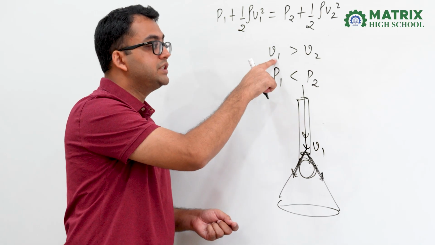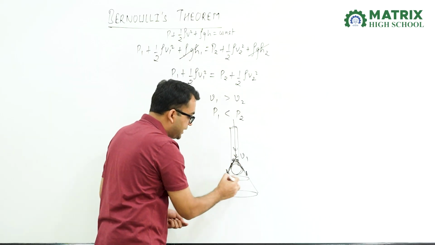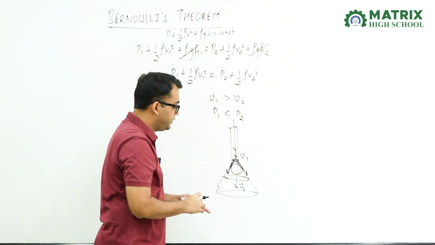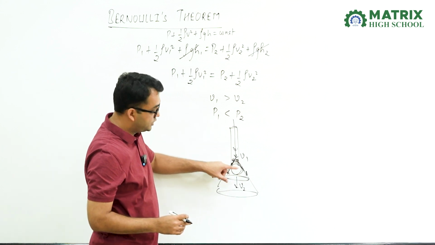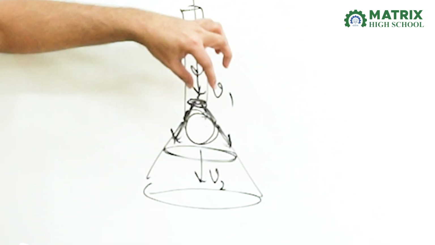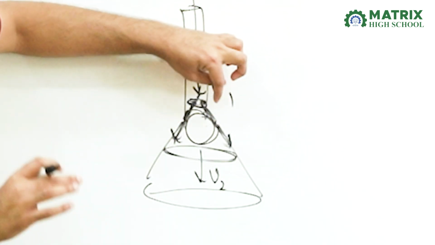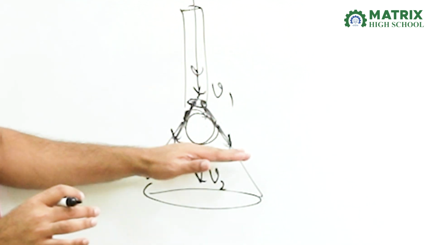Where velocity is larger, pressure is smaller. So at this cross section and at this cross section, if we compare, the velocity of air at this cross section is small. Velocity at this cross section is very large. Here even larger. So a low pressure region is created above the ball, and a high pressure region is created below the ball.